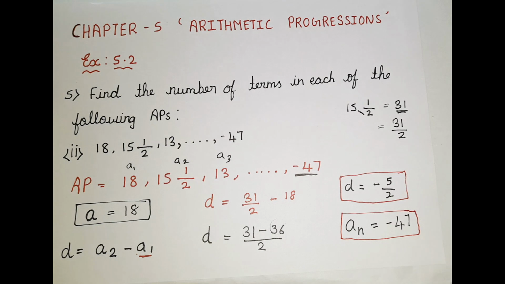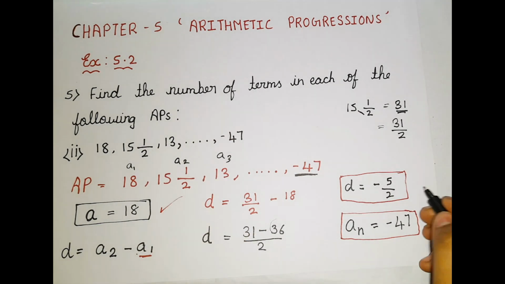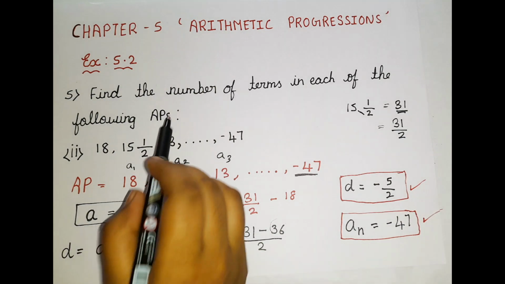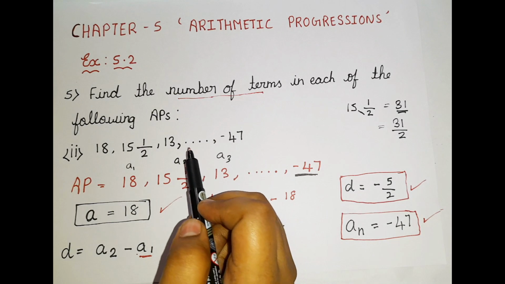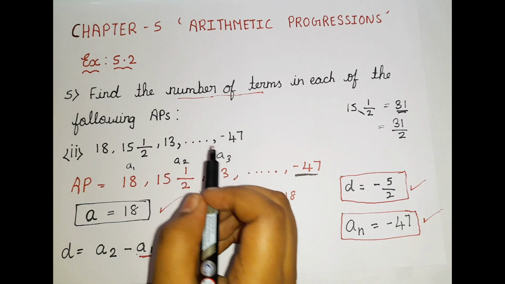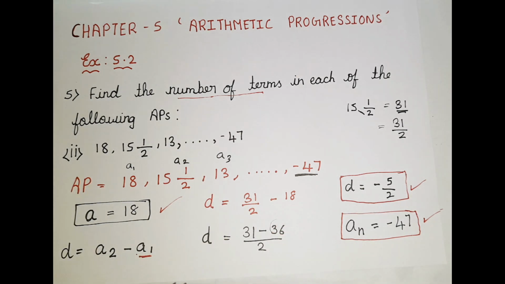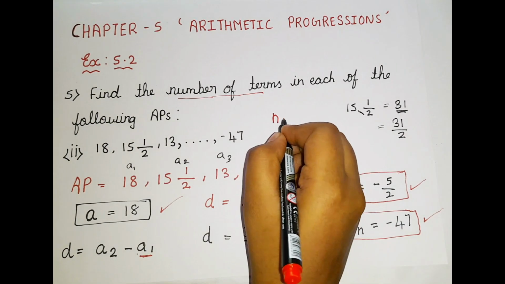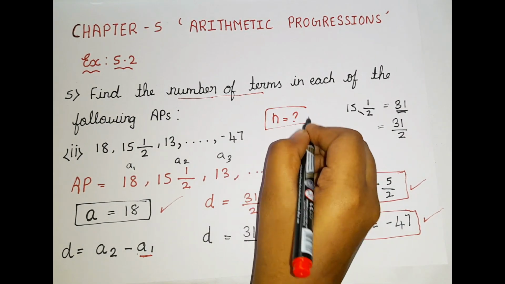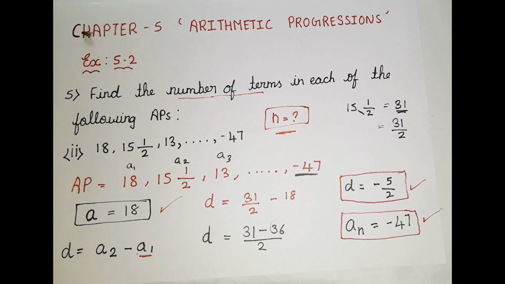Okay, so what is the question, guys? We just found the A value, we have the D value, we have the AN value. So what is the question? We are supposed to find the number of terms. Since we are supposed to find the number of terms, if I check, we have A value, D value, AN value, but one value is missing. What is that? We don't know the N value. It is a question mark. So we are supposed to solve it. Okay, so let us solve it.